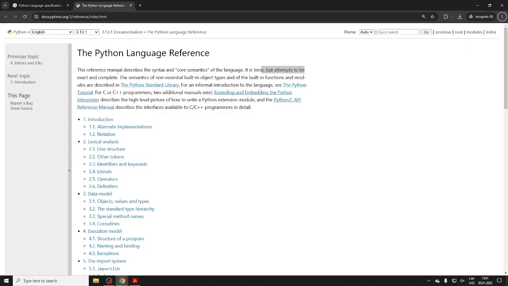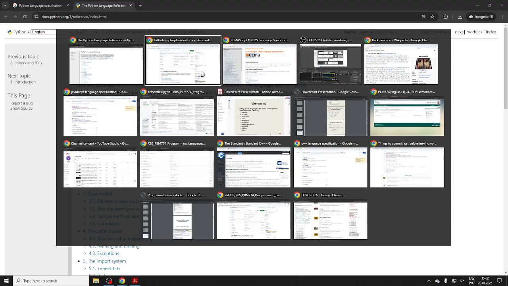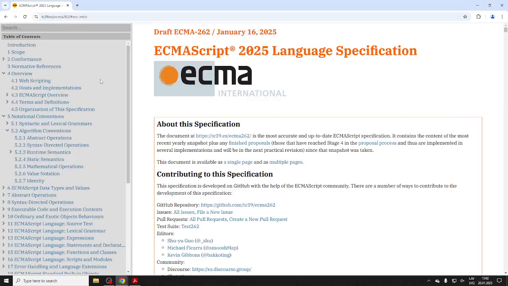Look at what it says. It says it attempts to be exact and complete. So it attempts, it tries. Like Yoda said, there's no try, do or do not. So technically, there is probably something missing. If you were a language lawyer, you could find something missing from this Python language reference. So it's not complete. But ECMAScript says, okay, here, this has everything.